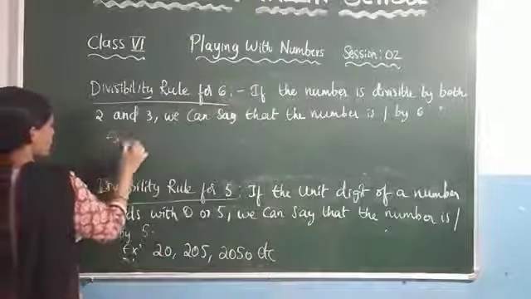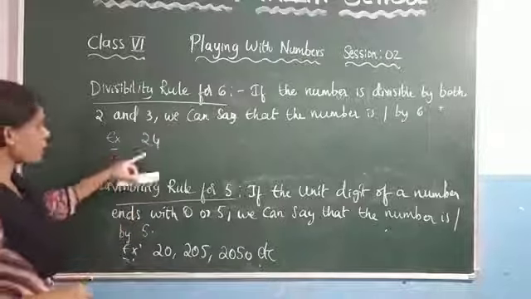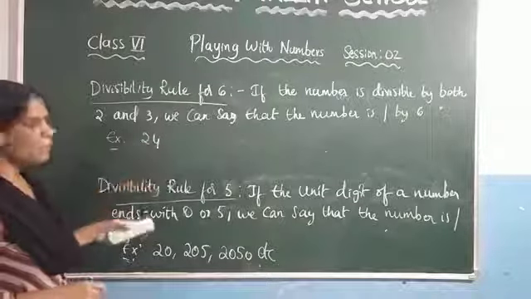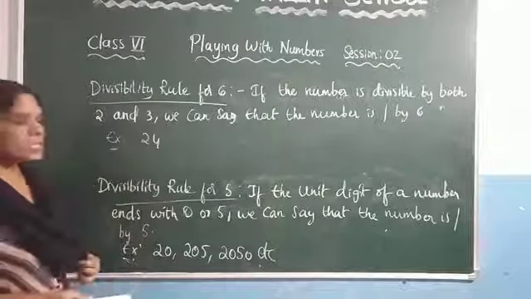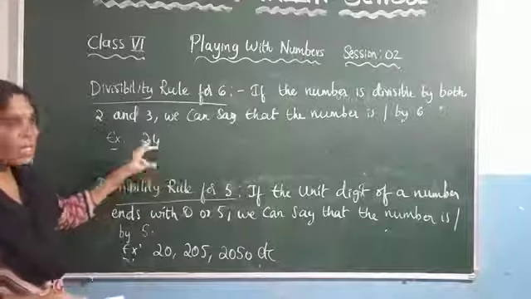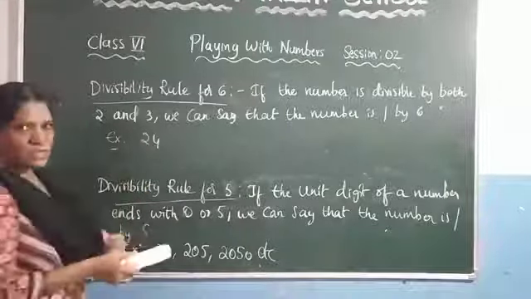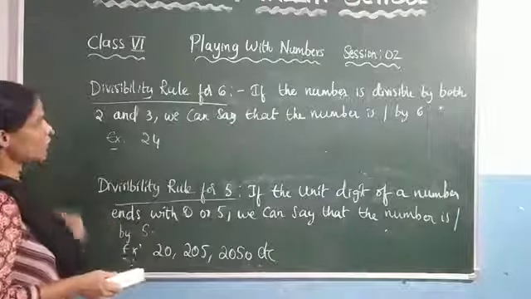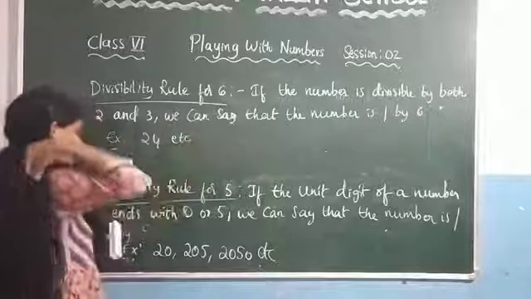Consider the example 24. You know that it is divisible by 2 because here the unit digit ends with 4. Similarly, you need to check for the divisibility rule for 3. For that, you need to check the sum of the digits. The sum of the digits, 2 plus 4, is 6, and you know that 6 is divisible by 3. So, we can say that this is an example of the divisibility rule for 6. And you can write similarly so many examples.